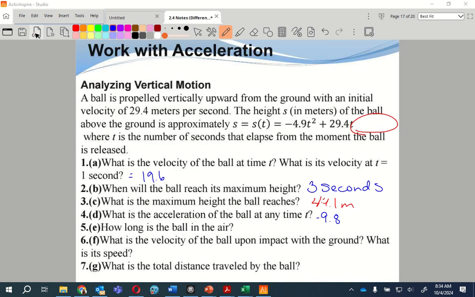Negative 9.8. So, how long is a ball in the air? So, what do I want to find? What? M equals 0. The slope, 0?